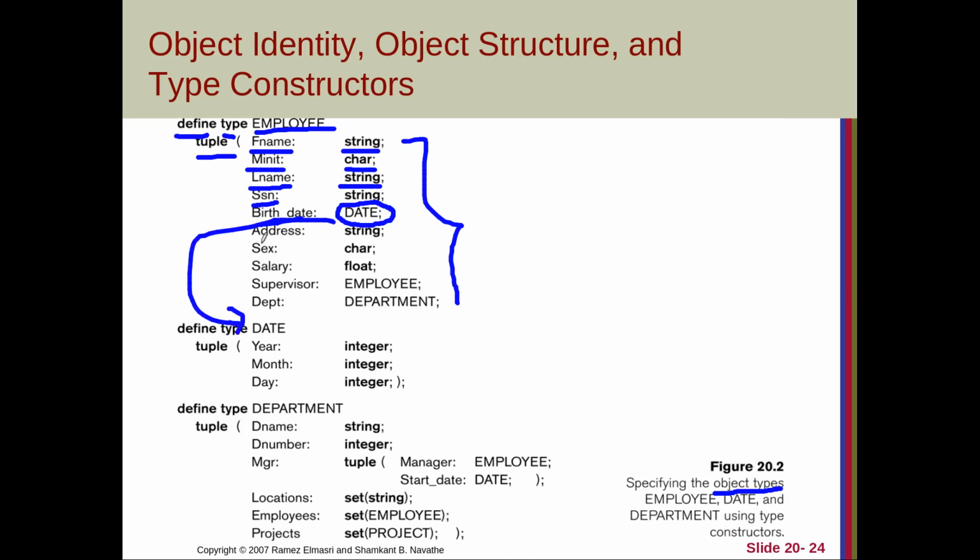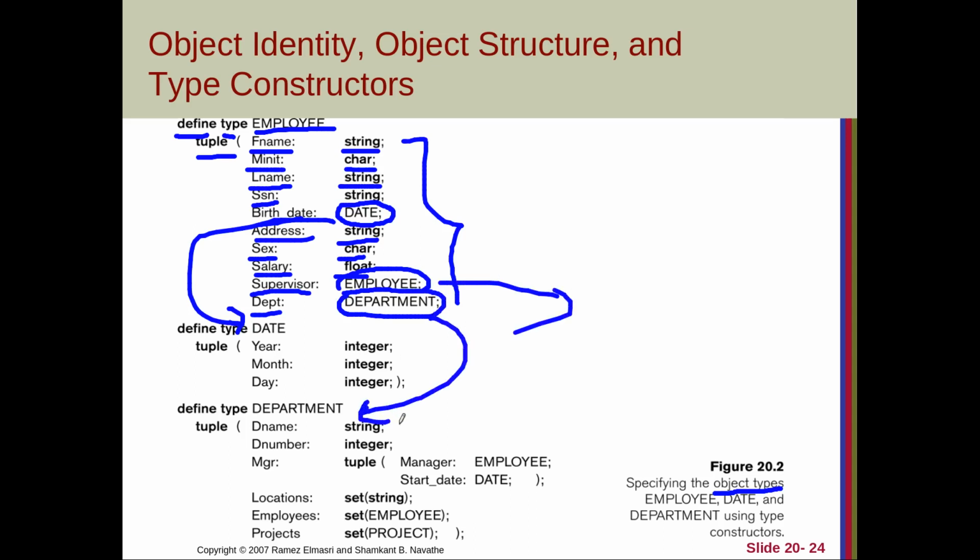We'll see that. Now address of type string, sex is of type char, salary with float, then supervisor is of another type EMPLOYEE, department is of another type DEPARTMENT. So you have to define Employee separately, then you have to define Department separately. So you can see that a new type Employee is being created, which is of the following type constructor, tuple, which uses some of the built-in types and some of the user-defined types.